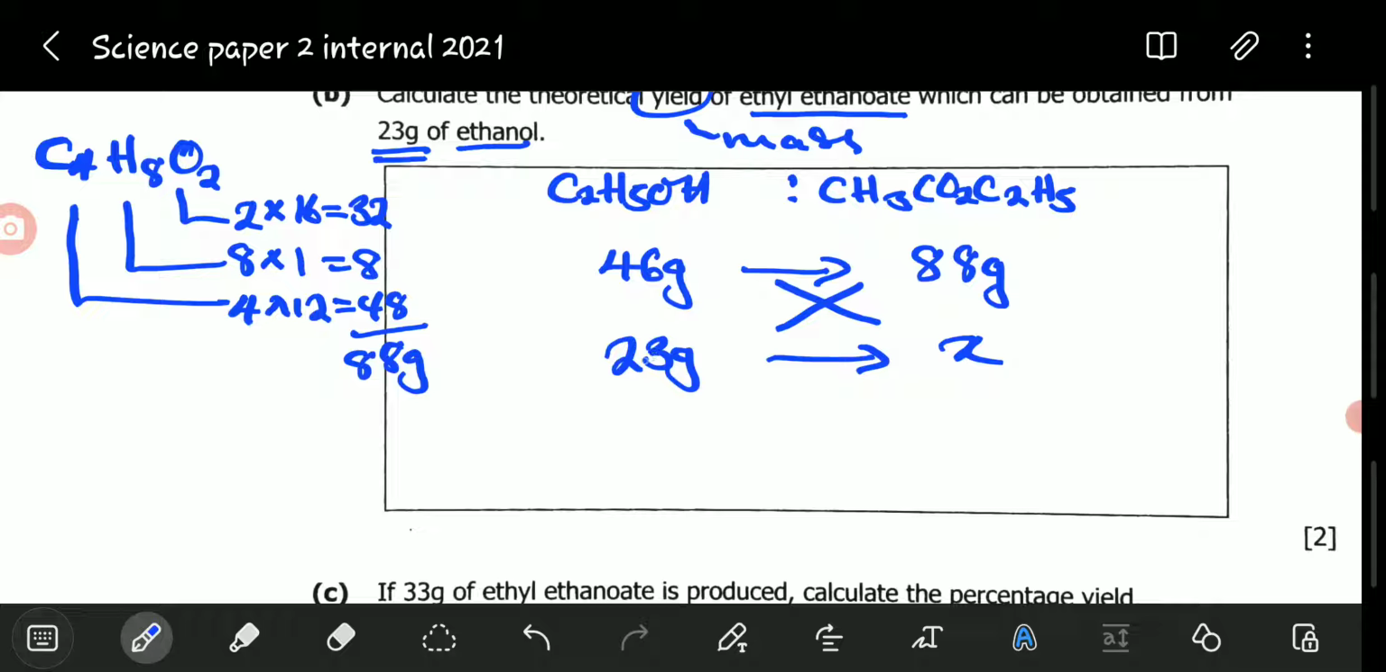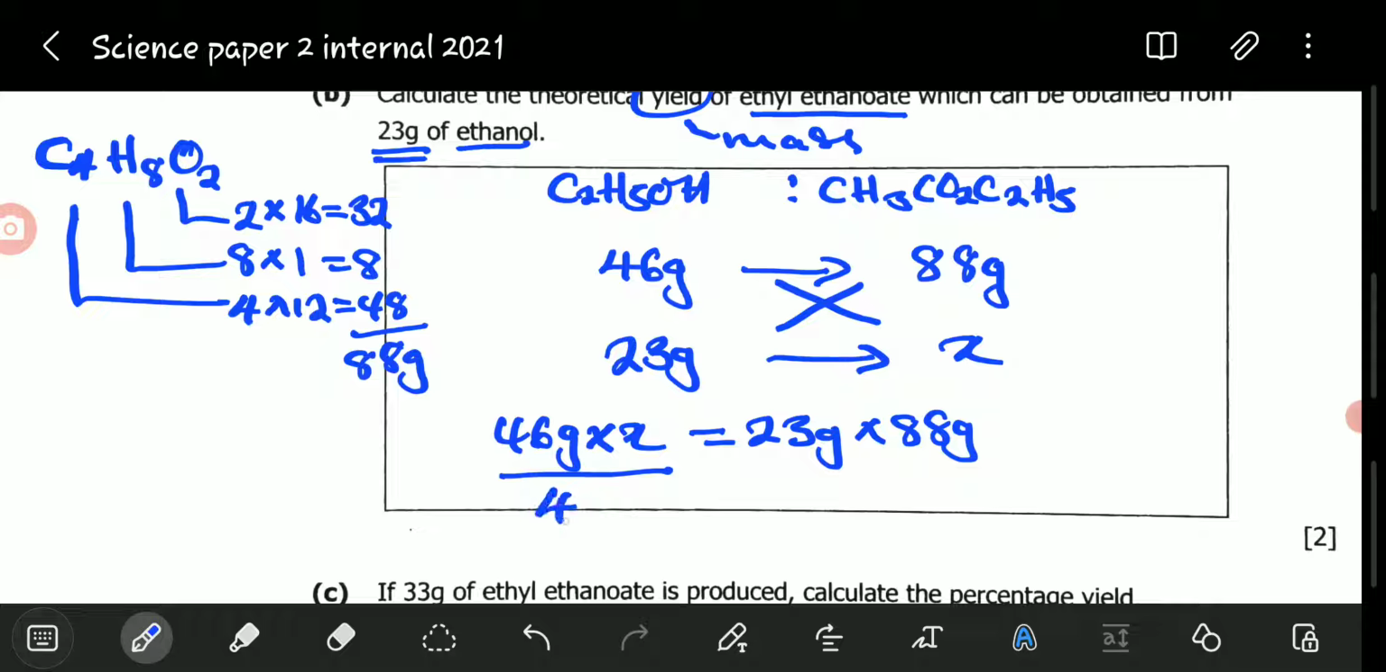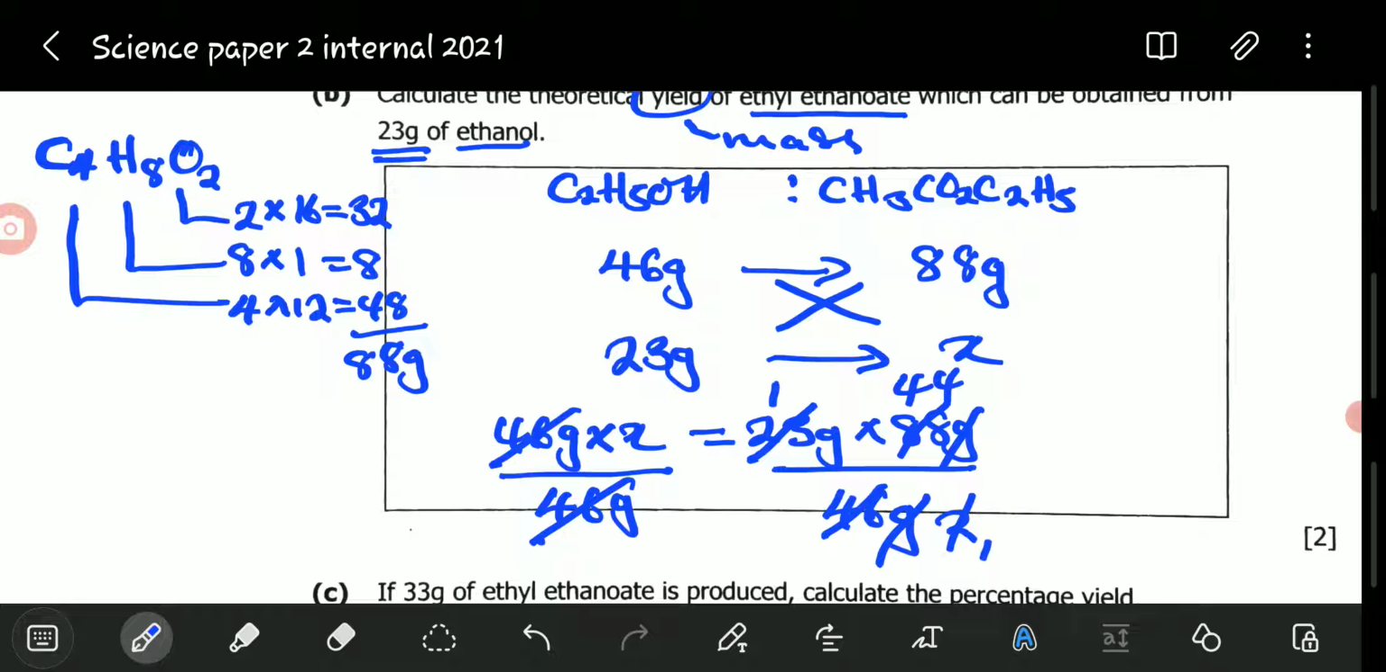So I'll have 46 grams multiplied by x is equal to 23 grams multiplied by 88 grams. So I would now divide by 46 grams over 46 grams. So one of the grams will go, then I have 46. 23 into 23 is 1. 23 into 46 is 2. 2 into 2 is 1. 2 into 88 is 44. So I will have 44 grams of ethyl ethanoate. So x is equal to 44 grams. So 44 grams of ethyl ethanoate.